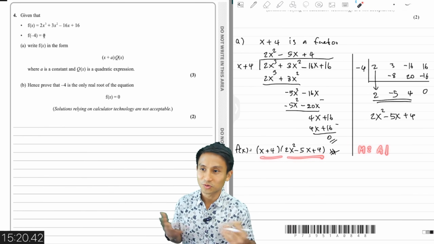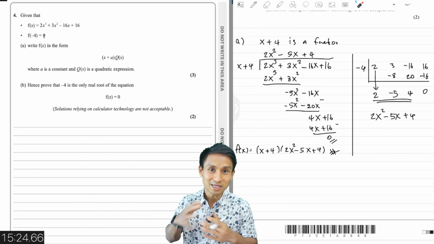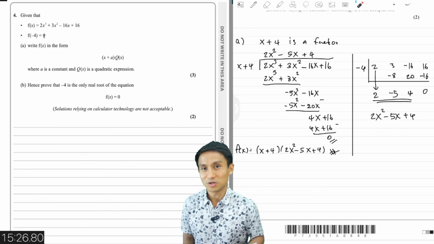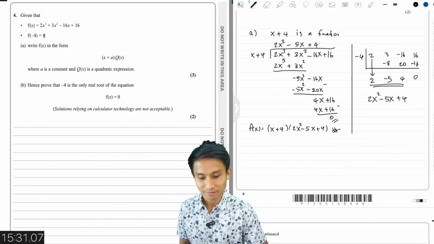Like you show somehow some method. They don't care much about the detailed long division. So maybe you should try to learn more about the short division, guys. All right, and that's it for part A.